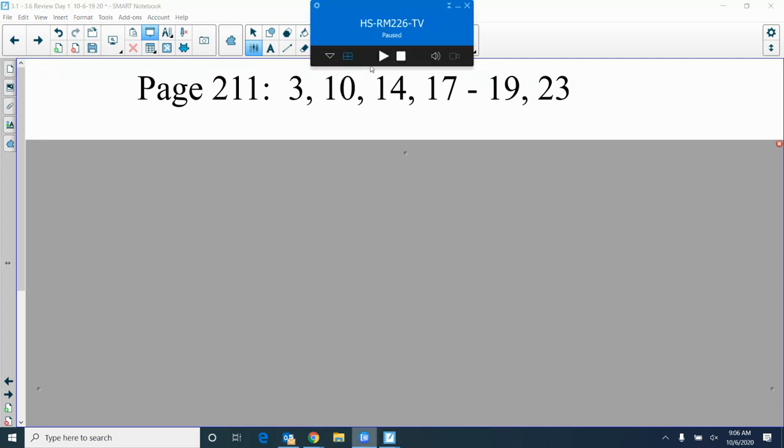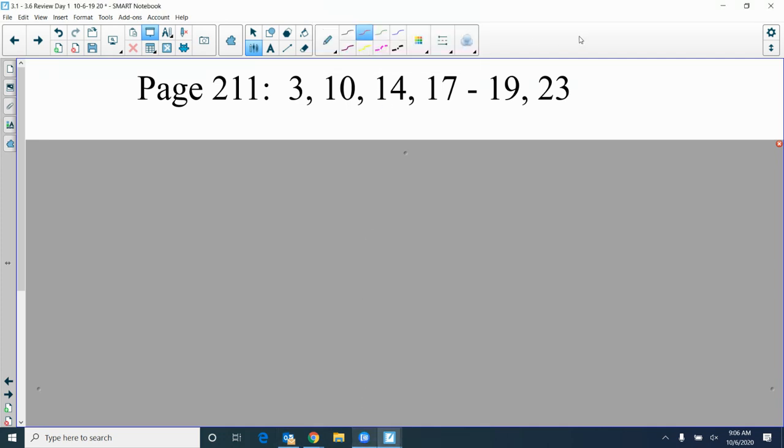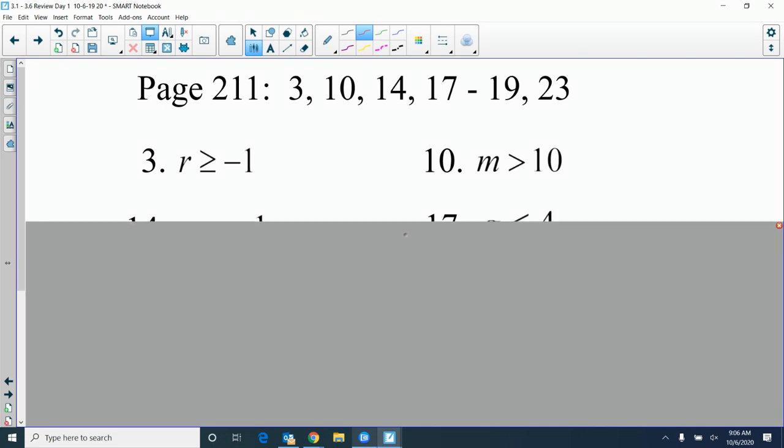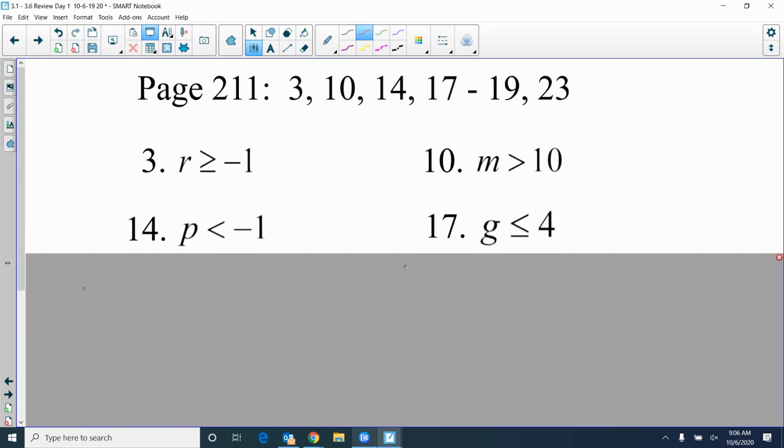Check your work. First of all, just check your answer. Make sure your variable occurs first and it matches up. So you got R is greater than or equal to -1. And then I got M is greater than 10. For 14, I got P is less than -1. And for 17, I got G is less than or equal to 4. Okay?